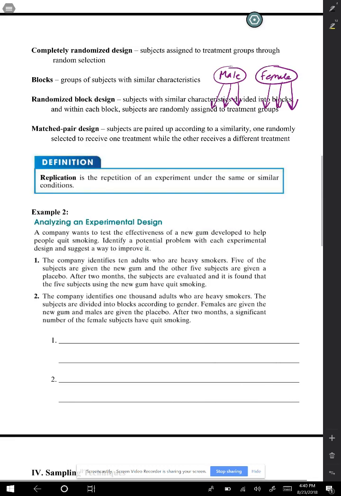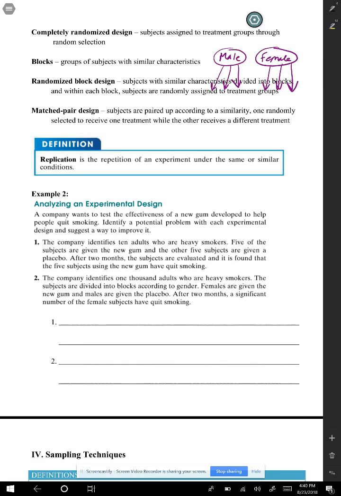So on example 2, we are going to be looking at a company testing the effectiveness of a new gum developed to help people quit smoking. And they give us two different ways that the study was developed, and they want us to identify a potential problem and then suggest a way to improve it.